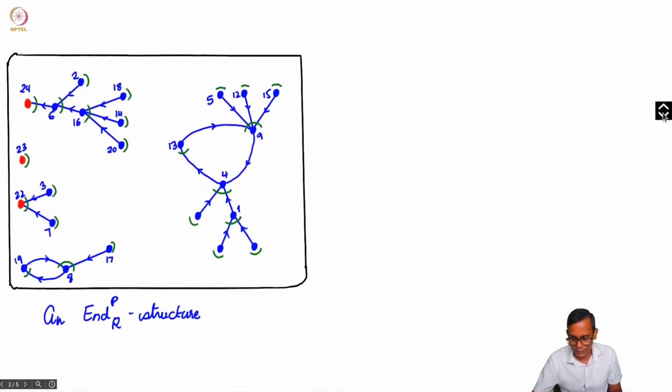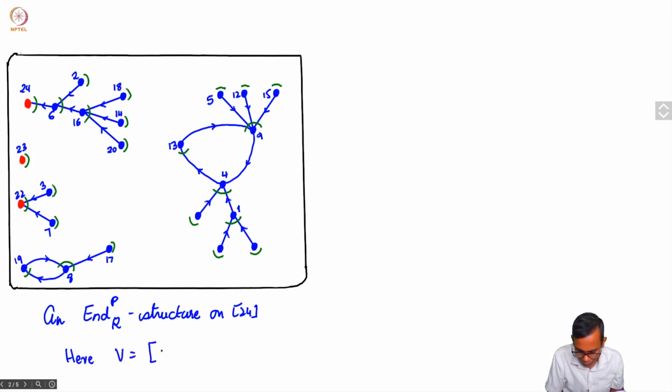And here in this picture you see an example of an R-enriched partial endofunction. There are 3 points here which do not have any images. They are these 3 points 22, 23 and 24. So this is an R-enriched partial endofunction structure on the set of 24 integers, and 3 points here do not have any images. So the domain V is equal to 21, but the domain could be any subset of 24. It doesn't have to be the first few elements.